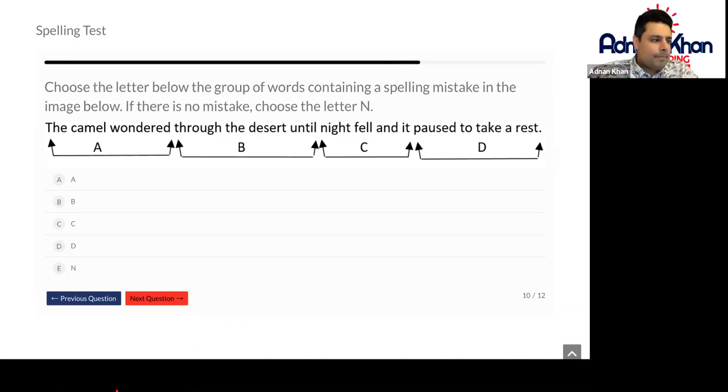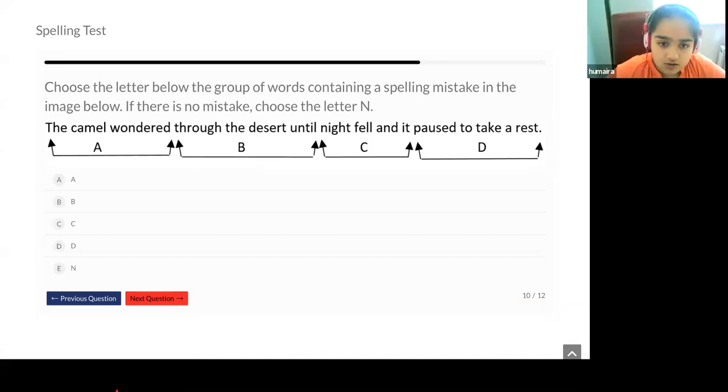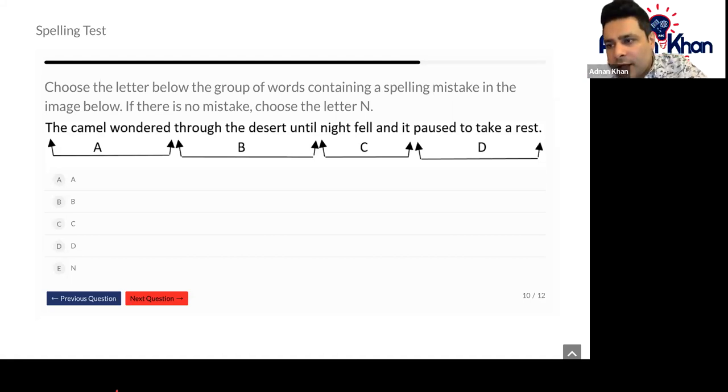Yeah. I think it's going to be N. Did you say A? For this one, the camel wandered through the desert until night fell and it paused to take a rest. I would say that this could actually be A as well, Humera. This is actually probably the hardest question here. Could be A. Why do you think it could be A? Is it because camel is spelled wrong?